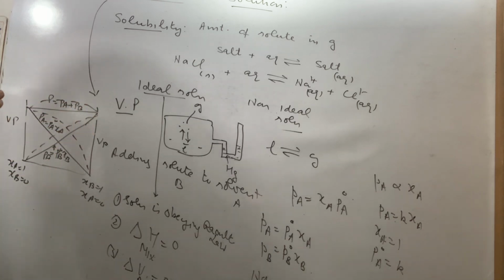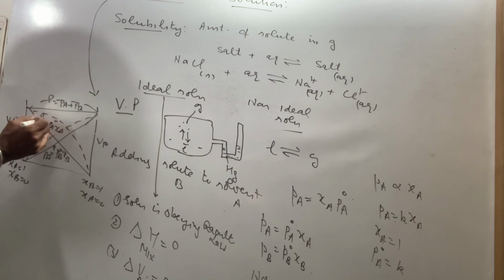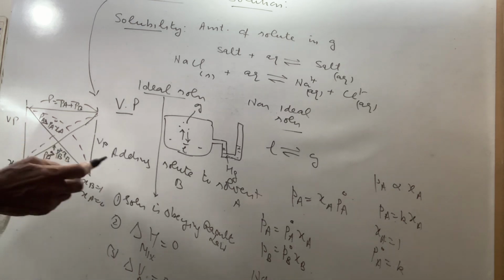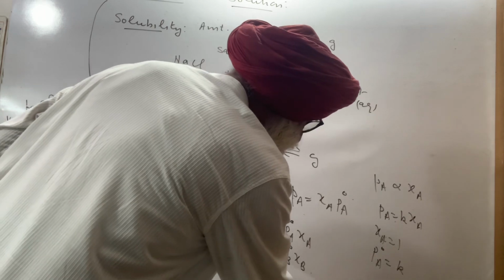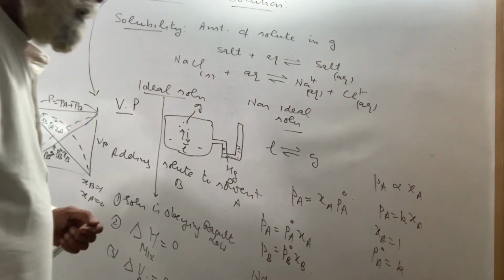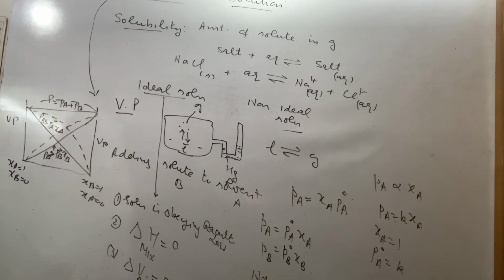So here you will have this greater than this, greater than this, and P will be equal to this. So here is the solution showing positive deviation. Then the second type is the non-ideal solution showing negative deviation. For example, chloroform and acetone.